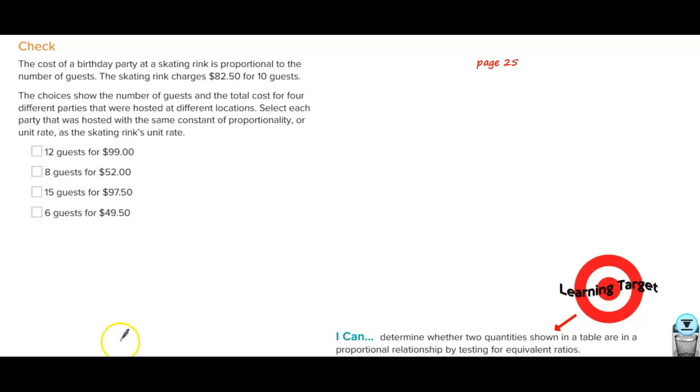Okay, on page 25, the cost of a birthday party at a skating rink is proportional to the number of guests. The skating rink charges $82.50 for 10 guests. The choices show the number of guests and the total cost for 4 different parties that were hosted at different locations. Select each party that was hosted with the same constant of proportionality or unit rate as the skating rink's unit rate. Well, the skating rink is telling us that they're charging $82.50 for 10 guests. So let's make this a unit rate. Let's find the constant of proportionality. What is $82.50 divided by 10? Well, it's $8.25. So for one person, that's what the skating rink is charging, $8.25 for one person.